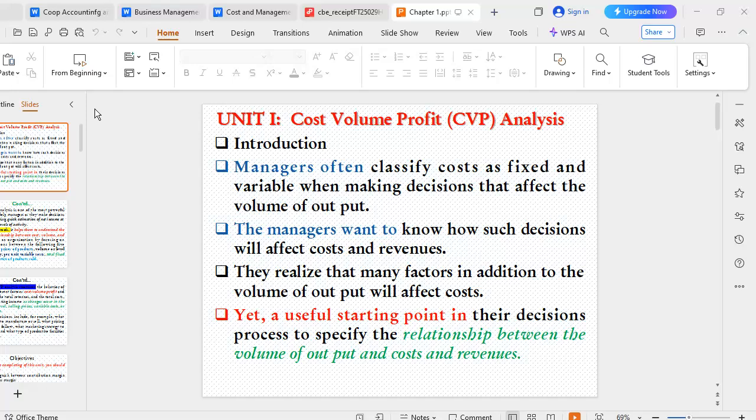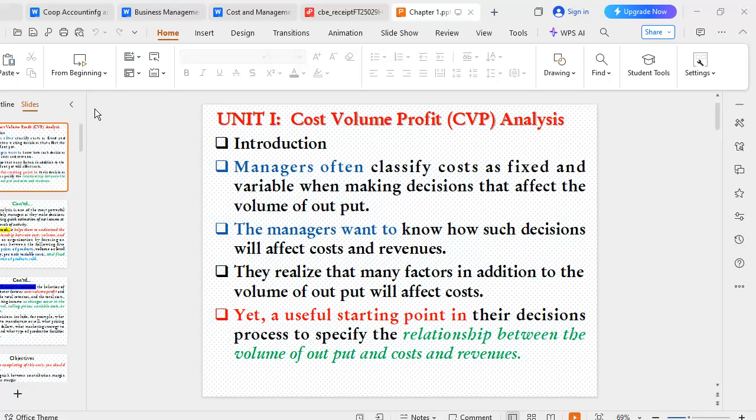All are fine. This is Cost and Management Accounting 2, Chapter 1, which is cost, volume, profit analysis. We will see in detail this concept for some periods of time. We will see together in detail now.